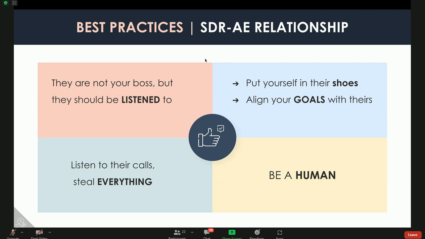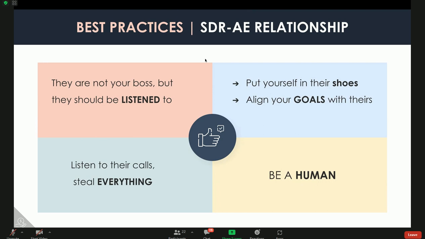And then finally, just be a human. Own your mistakes. Be proud of when you have a great success. Talk to these people as humans. Almost every single AE was an SDR before. If you come across with an ego, if you come across as like you don't care about them or their success, that's all going to show up.